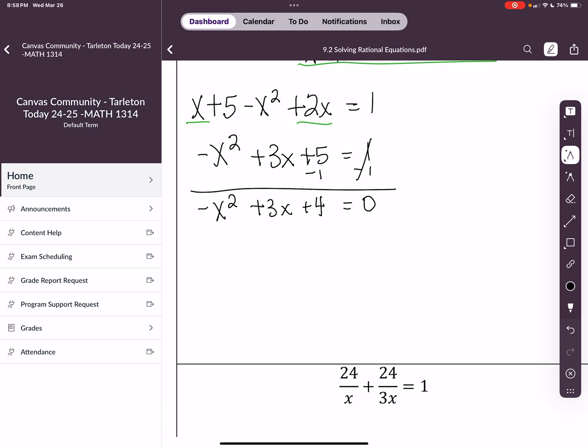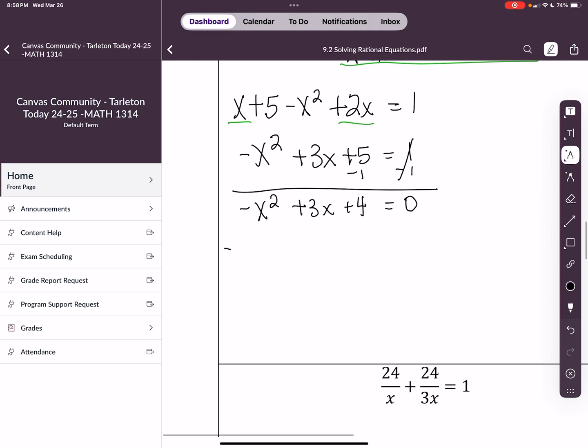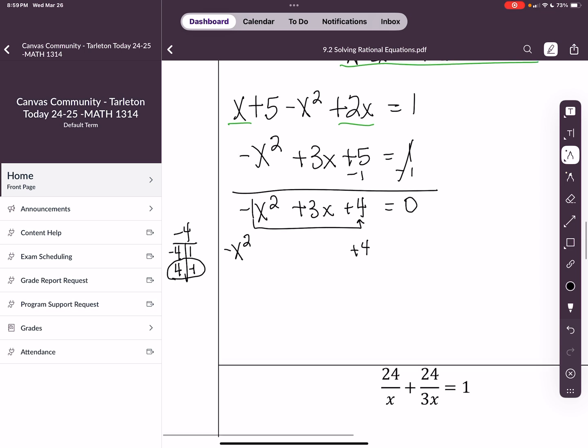But because we have a coefficient that is not 1, a leading coefficient, I'm going to need to do the negative 1 times the 4. So we have negative x squared and positive 4. Well, negative 1 times 4 gives me negative 4. And so my factors of negative 4 can be negative 4 and 1 or 4 and negative 1. And so the pairs, and obviously I could have done negative 2 and 2. All right, but the pair that, when I add together, gives me 3x is going to be 4 and negative 1.